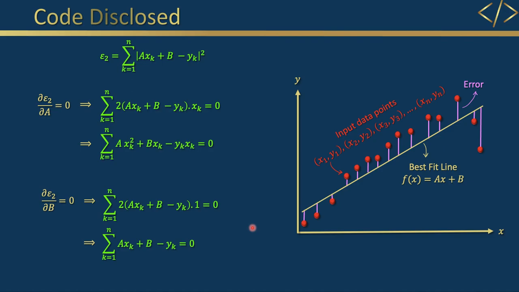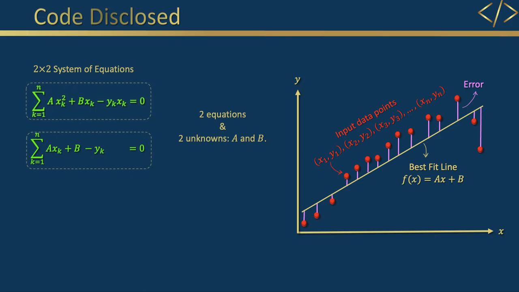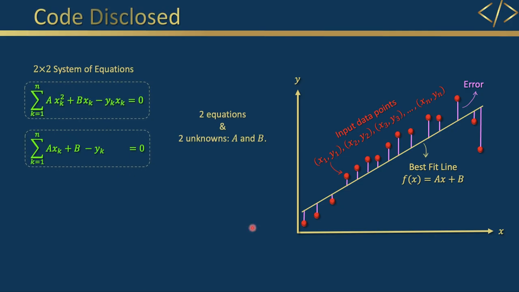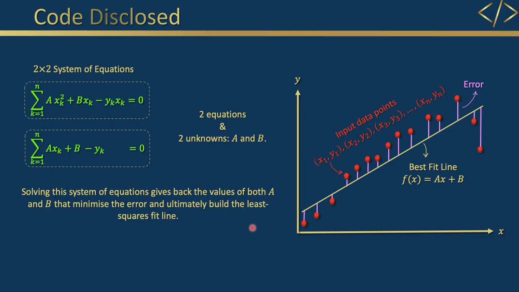If we look at these two equations, you can see that this is a 2 by 2 system of equations. You have 2 equations and 2 unknowns. By solving these 2 equations, you can easily get the optimized values of a and b that will give us the least square fit line in this case.